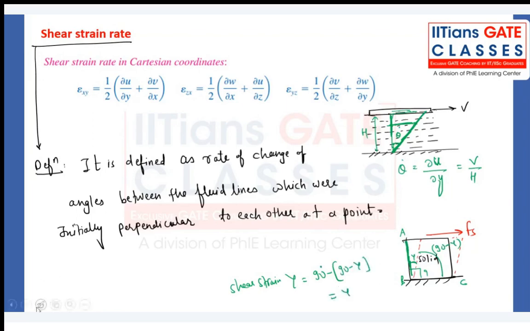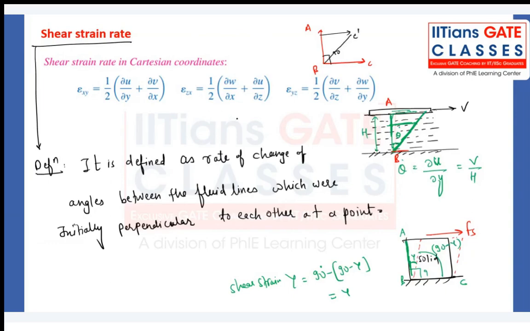In a very similar fashion, here also in the fluid, you have to consider two elements A and B. For example, suppose here the two lines are there. Let's say A, B, and C. So what will be happening? The angle between the two originally perpendicular lines changes because of the flow. The fluid will start deforming like this, right? So this will be BC dash.